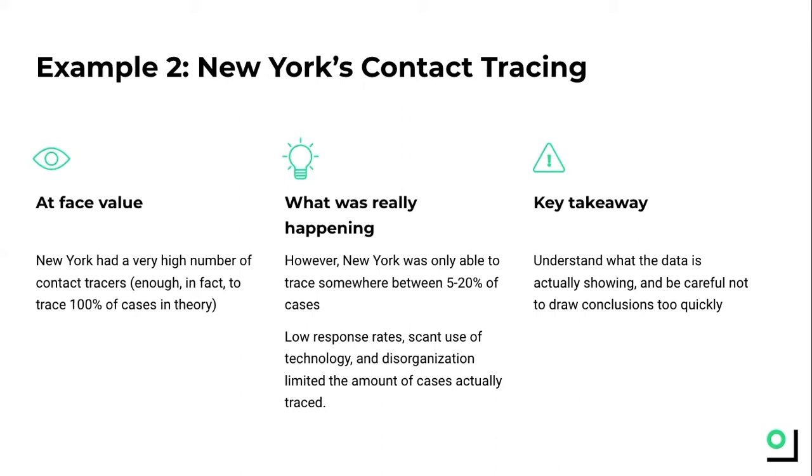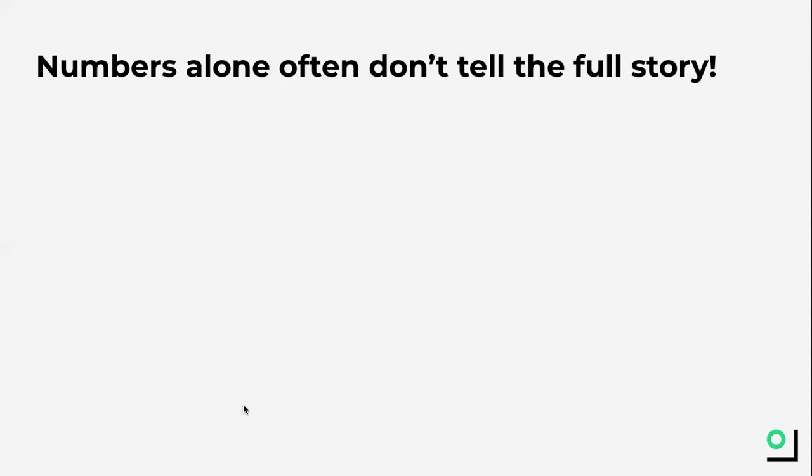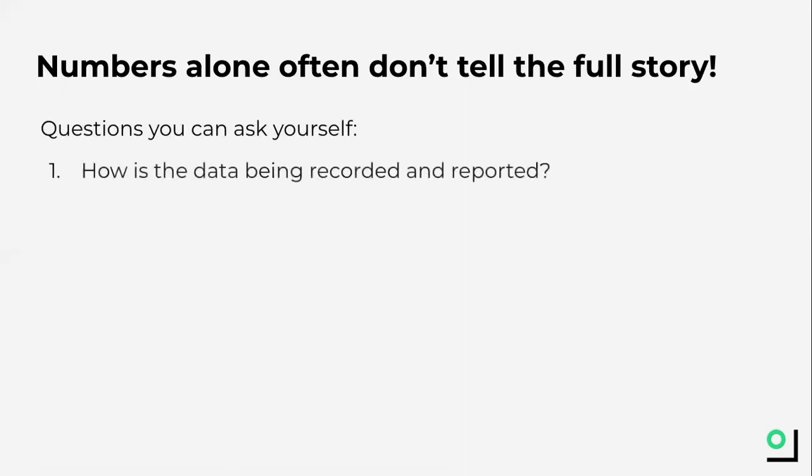The New Jersey and New York examples both illustrate a key point. Numbers alone often don't tell the full story. It is crucial that we, as consumers of data, make sure we understand as much context around the numbers as possible. Instead of taking data we see as fact, we should all dig deeper and ask more questions about how it was collected and interpreted. For example, in the New Jersey case, the question could be as simple as, how are deaths being recorded and reported?